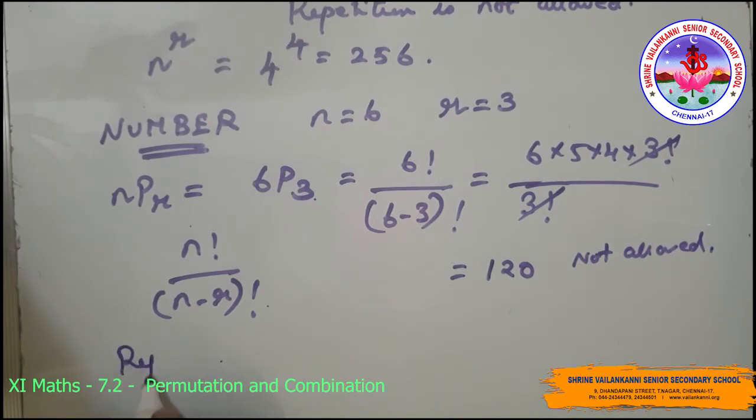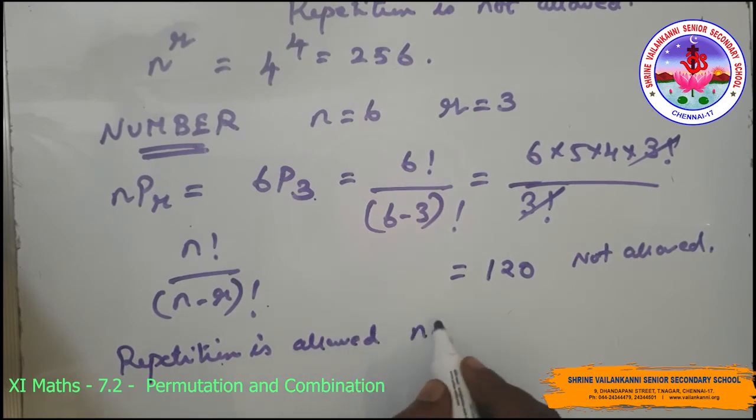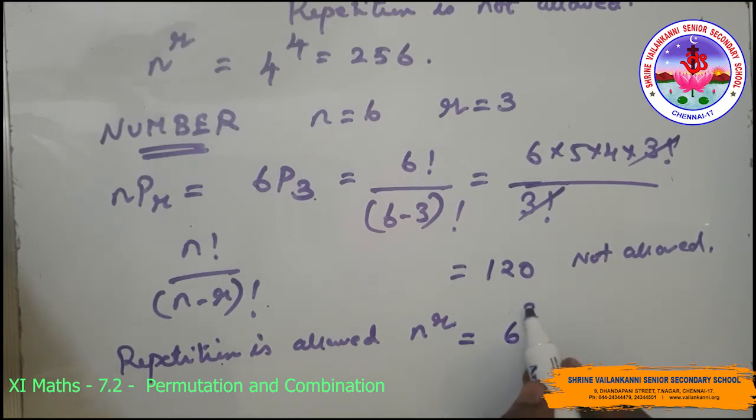If repetition of the letters is allowed, then we can use the formula n power r, that is 6 power 3, which is 216.